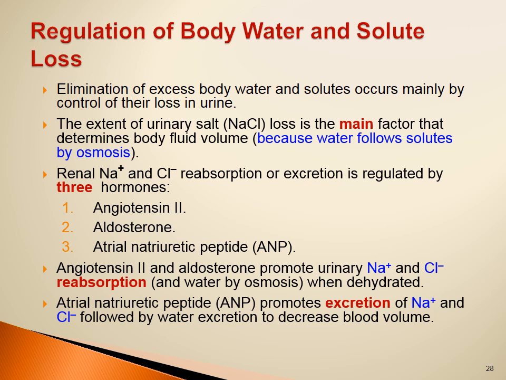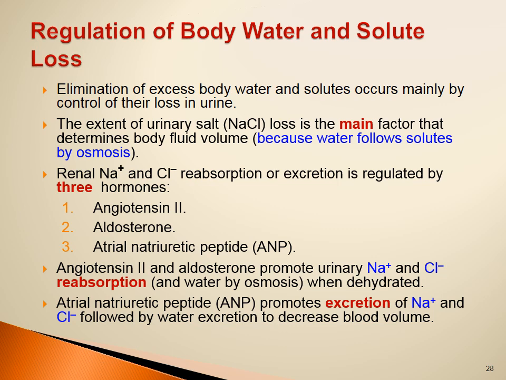The ANP hormone that is released from the heart will promote the excretion of sodium and chloride into urine, and this will be followed by water by osmosis. So this hormone will remove water from the body, and this happens when there is a fluid overload in the body or increase in the blood volume, as you will study in more detail in the cardiovascular system and the endocrine system.